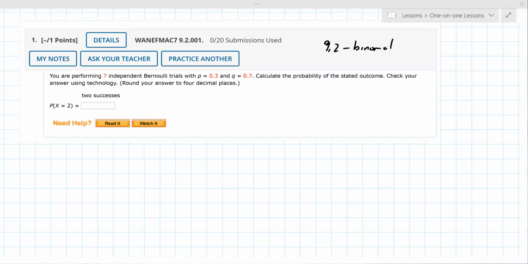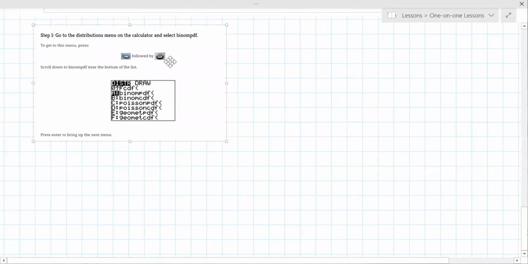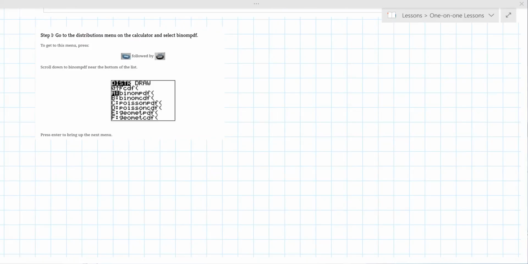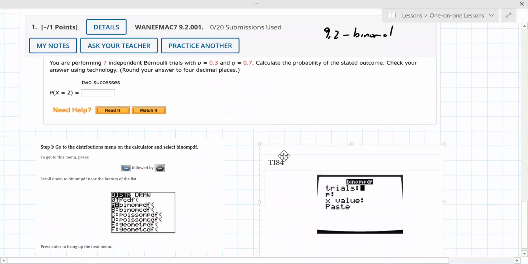So here are some steps. It says press menu, second, vars, and then go down to the binomial distribution A, and then what you should see is a window that looks like this. You got an 84, I think. So you get a window like that. Let's just make sure you could follow that. So we're gonna talk about this problem, but make sure you're able to get there in your calculator.